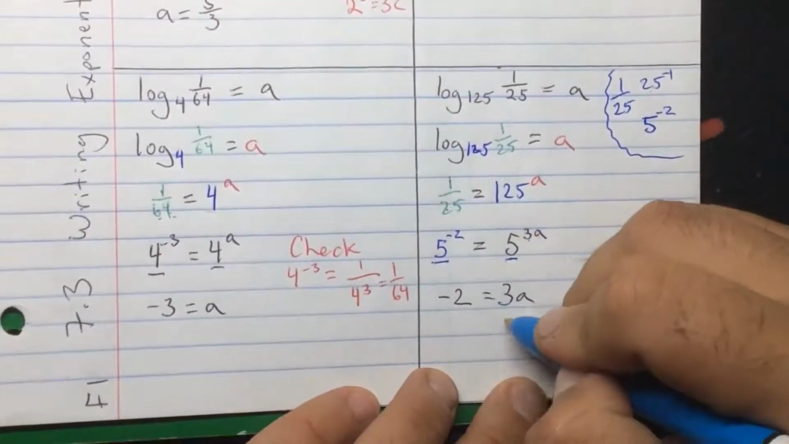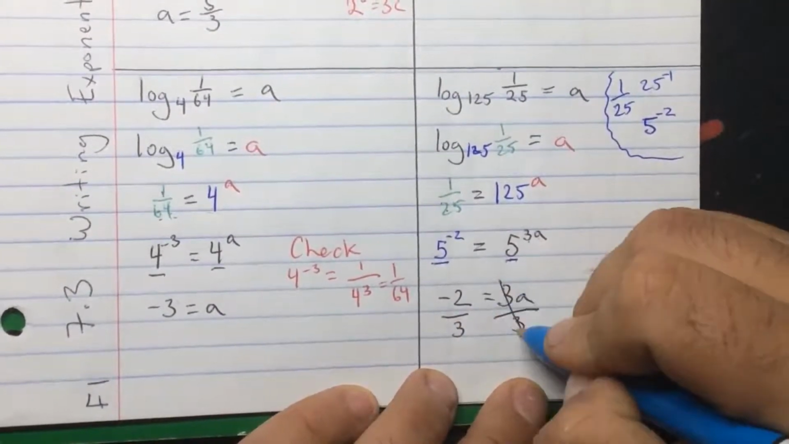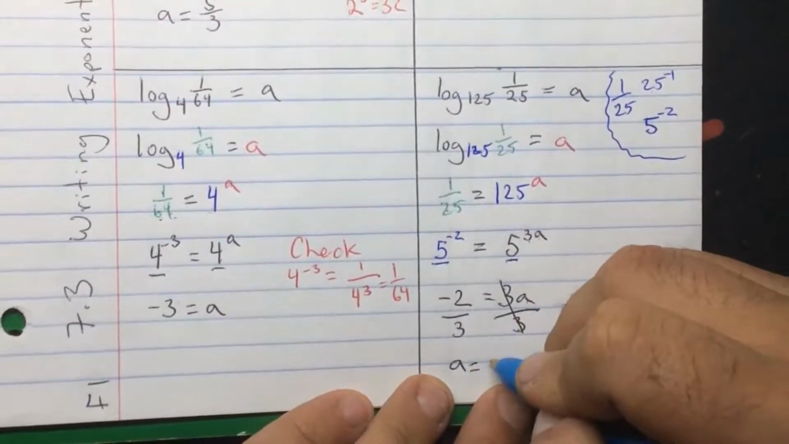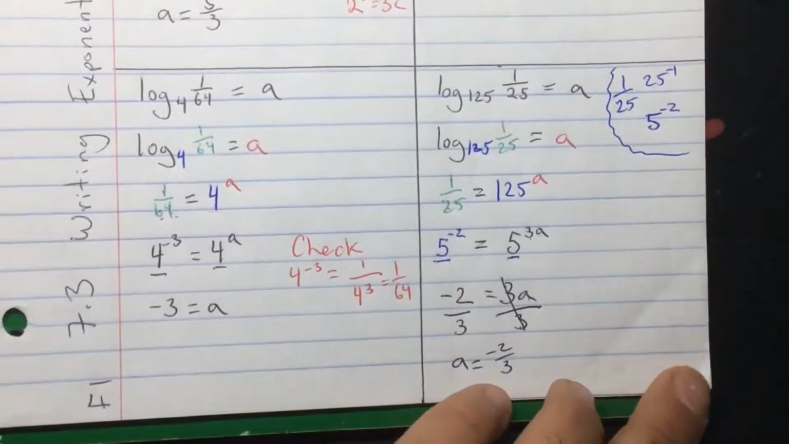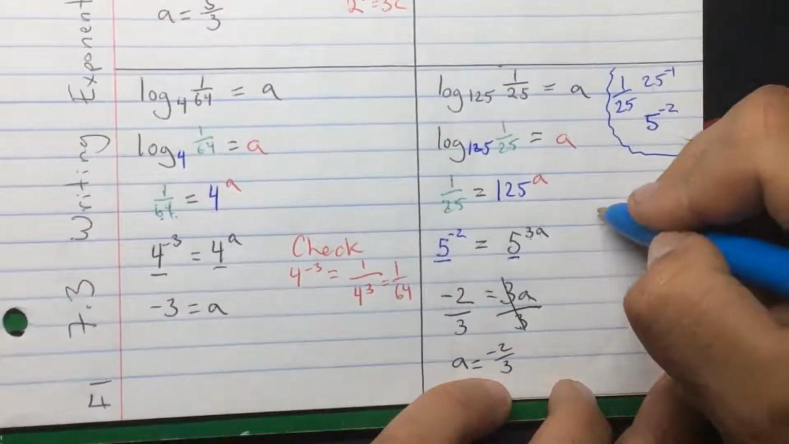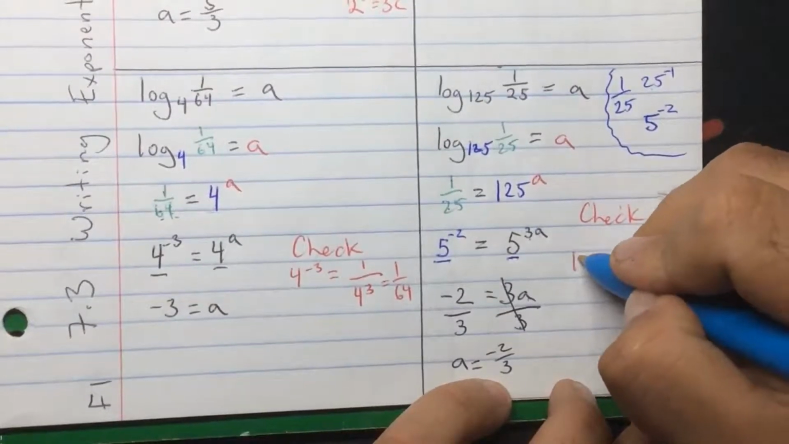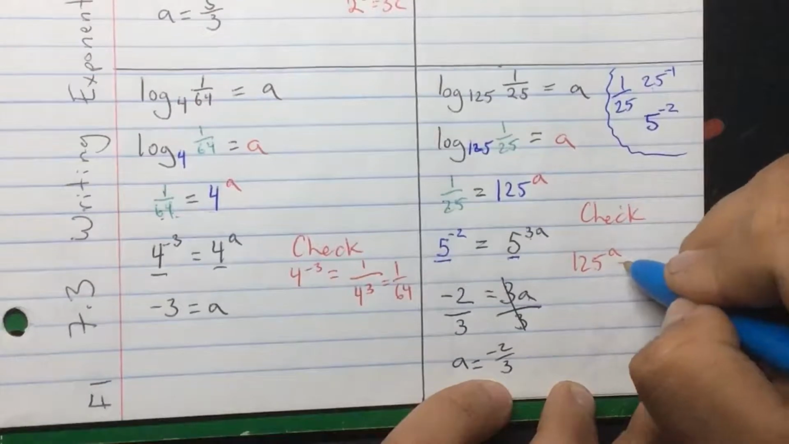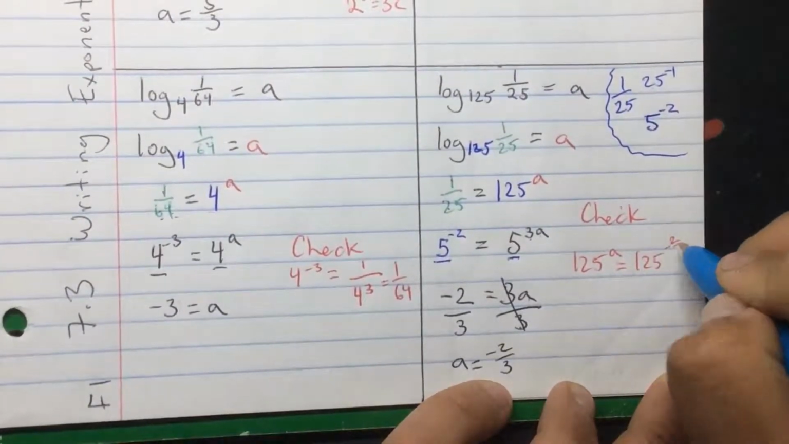So all we have to do now is divide by our 3 on both sides. This will divide to 1, and this is only to make sure we can isolate our a, and this is going to equal negative 2 over 3. And once again, in order to make sure that's true, we have to do our check. So we have our check here, and we have our 125 to the a, which is going to be 125 to the negative 2 over 3.